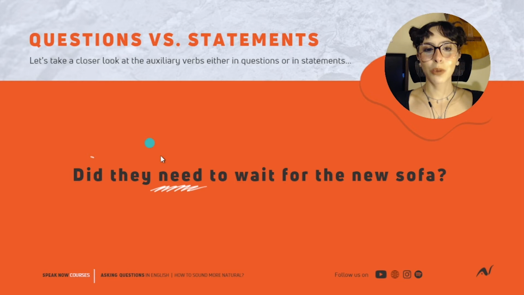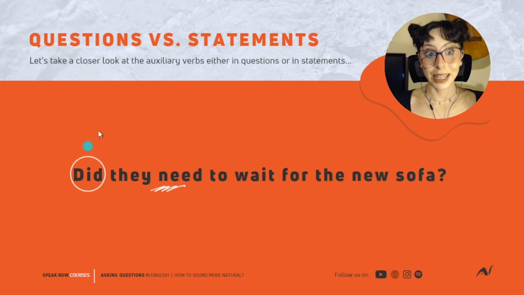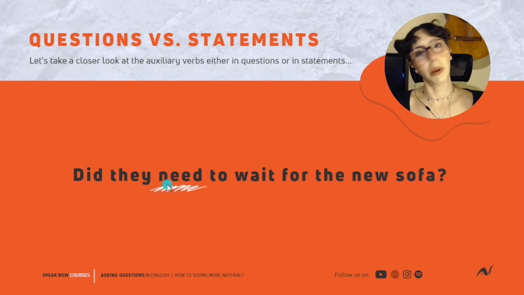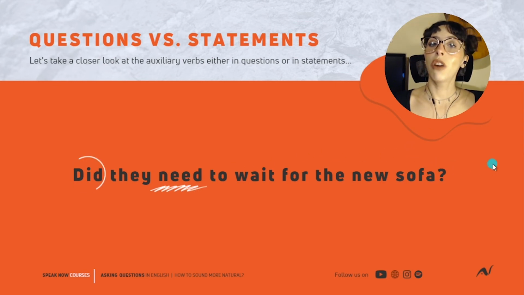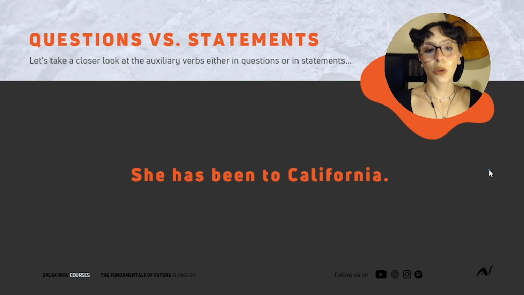All right, so this is what happens in interrogative sentences, in a question. The auxiliary is helping me make this question and express the past as well. So I don't need to change the verb need into simple past anymore. Repeat after me, please. Did they need to wait for the new sofa? Let's go to one more example.